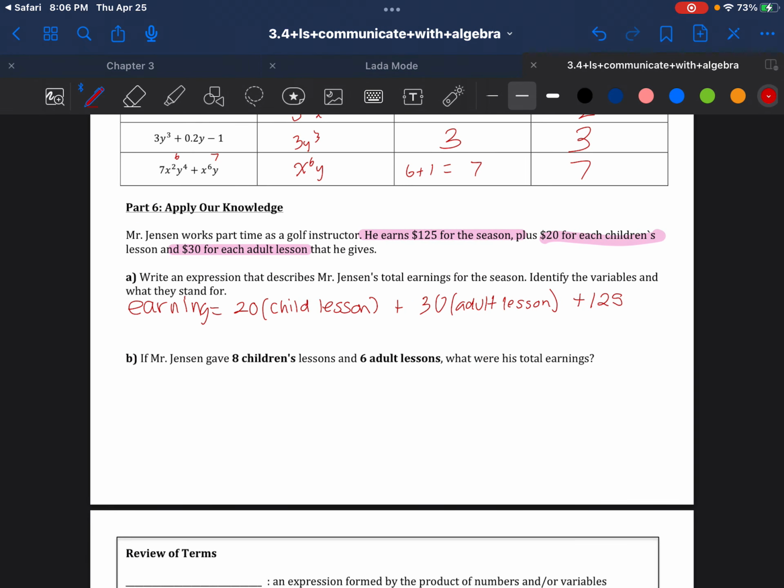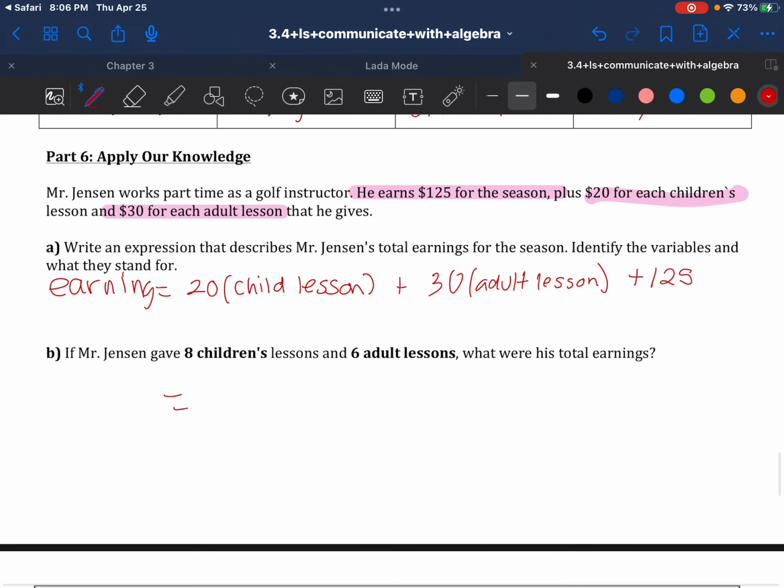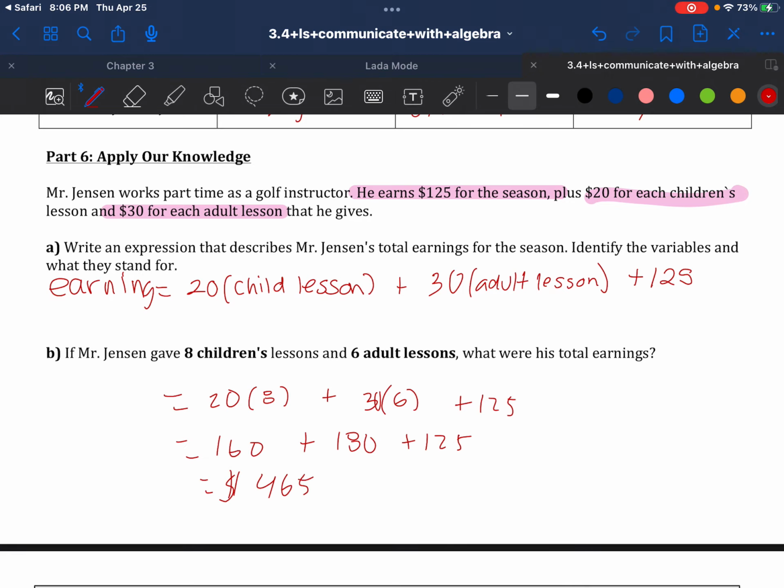If Mr. Jensen gave 8 children's lessons and 6 adult lessons, what were his total earnings? Let's see, 8 children, so 20 times 8 plus 30 times 6 plus 125. This is 160 plus 180 plus 125, and that is $465. There you go.